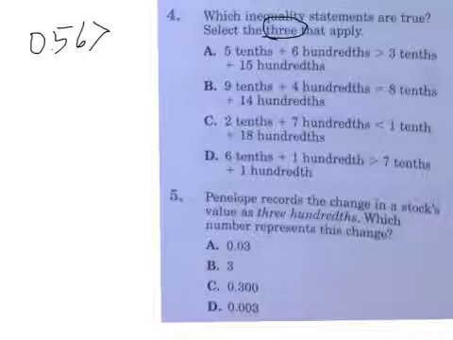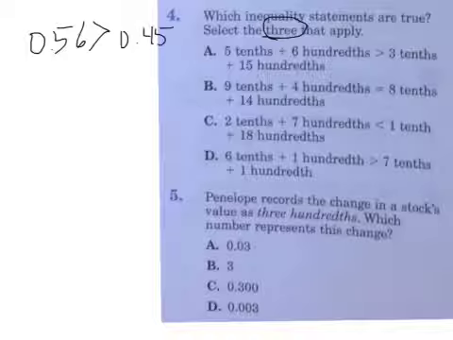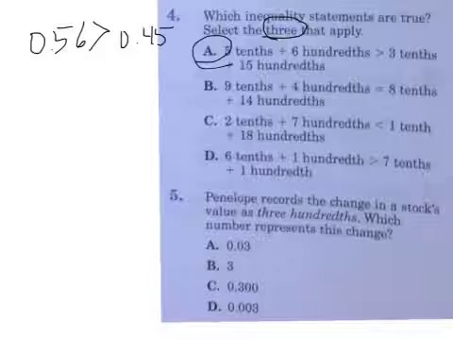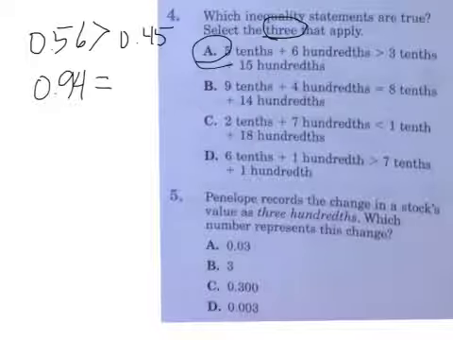So when we add the 1 plus the 3, that's going to give us 0.45. So that statement is true. Let's look at B. B says we have 9 tenths plus 4 hundredths. So this is just going to be written as 0.94. And it's saying this is equal to 8 tenths plus 14 hundredths. So when we add the 8 plus the 1, it's going to give us 0.94. So B is correct.